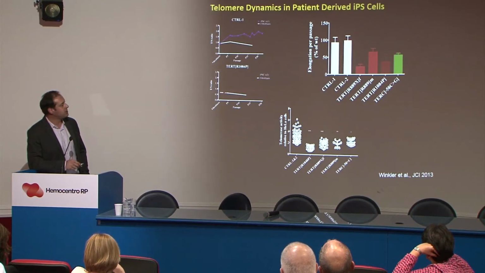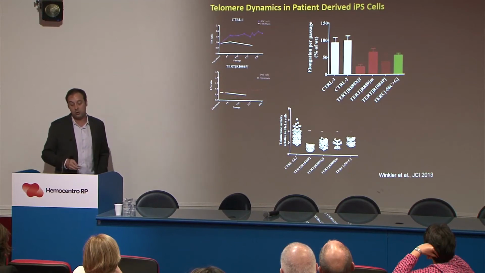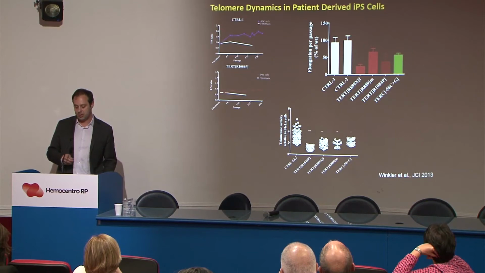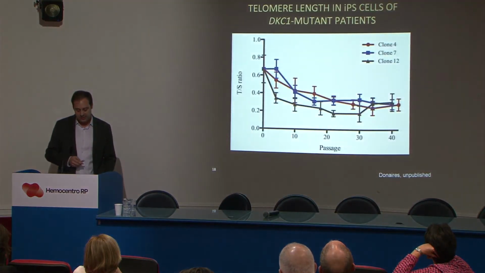What is also interesting is that this is the pair of brother and sister. She had aplastic anemia, and she had way less telomere elongation than the brother in all clones, suggesting that there are other genetic or maybe epigenetic events that are contributing to telomere elongation in these cases.